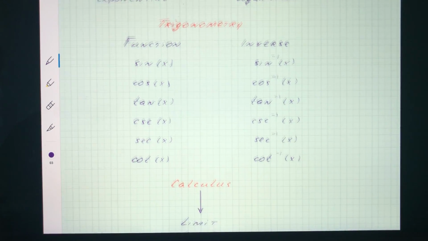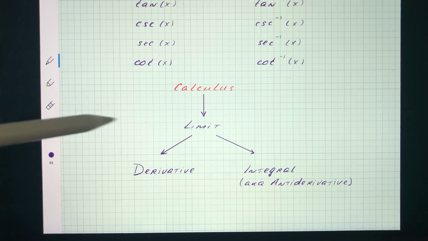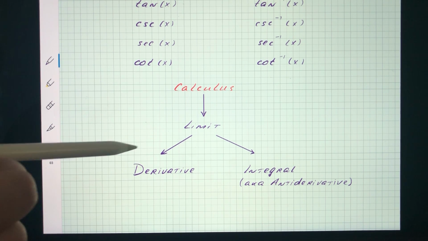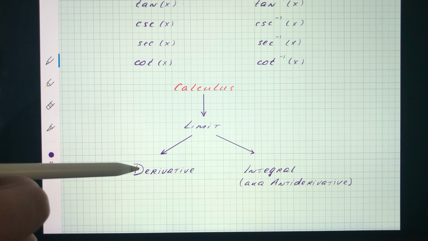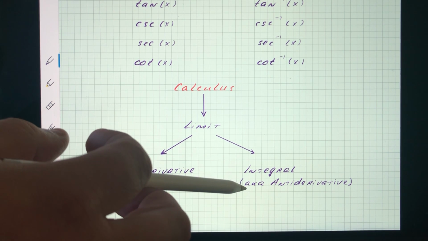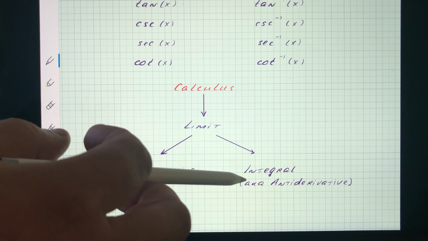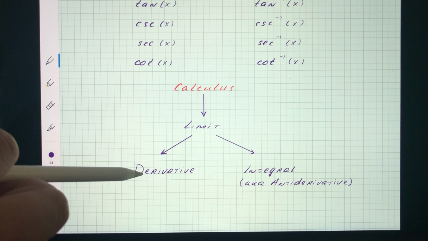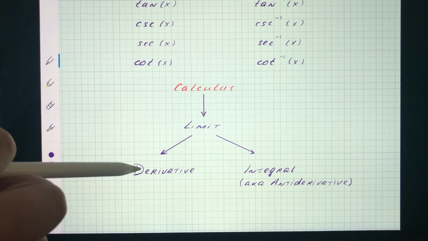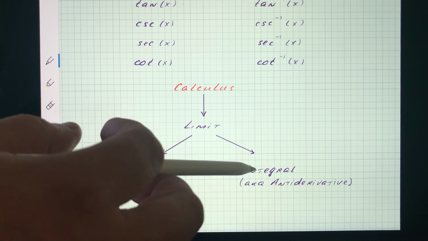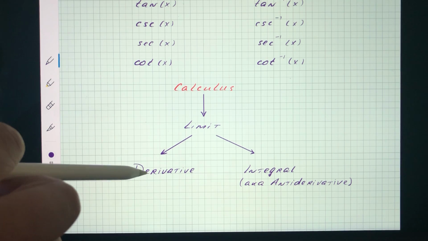Then we get to calculus. Calculus begins with the idea of limit. On the idea of a limit, there are two main ideas that are developed: the idea of a derivative and the idea of integral. Integral is also known as antiderivative, which is a hint. It undoes the derivative, meaning it's an inverse function for the derivative. So once again, we have two different functions or operations that undo each other. When we have derivatives, we can undo them using integrals. When we have integrals, we can undo them using derivatives.